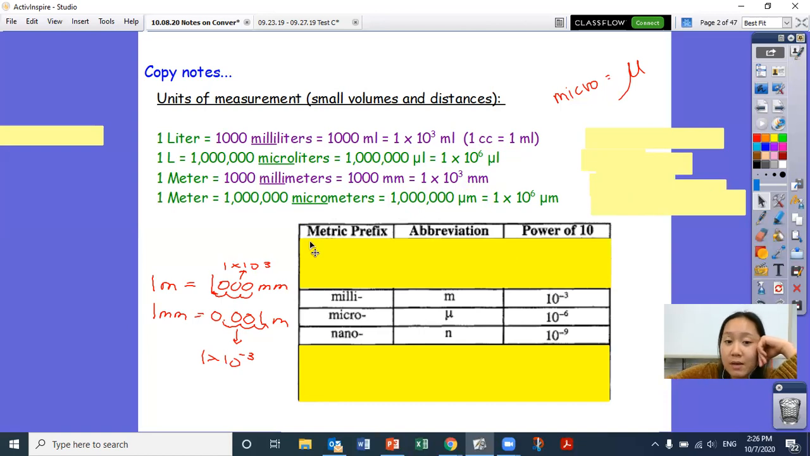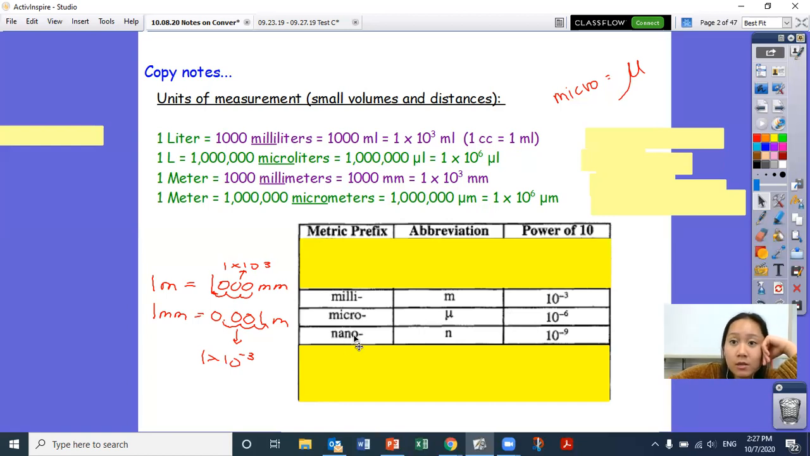So what would be useful for you to actually have in your notes would be this little table that tells you for each metric prefix the abbreviation that you're going to use in front of the main base, and what power of 10 it is related to the base. So the metric prefix for milli is a lowercase m, and it's 10 to the negative 3. So it's 1/1000th of the base unit of 1 meter or a liter or any of those bases. Micro, again, is that weird little u with a tail symbol, and that's 1/1,000,000th of a base unit like a meter or a liter.